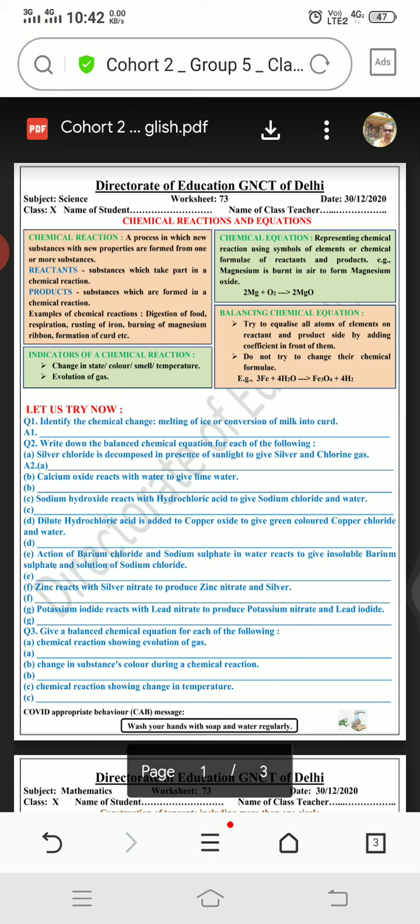Another example is the reaction of metal and salt, or metal and acid. This also gives a huge amount of energy and the temperature changes.